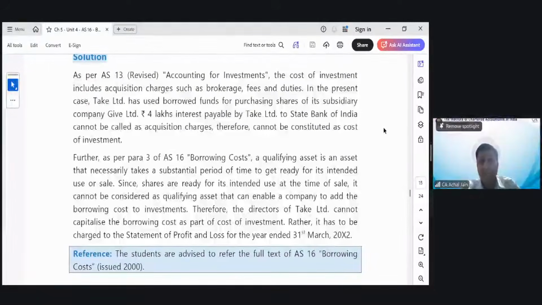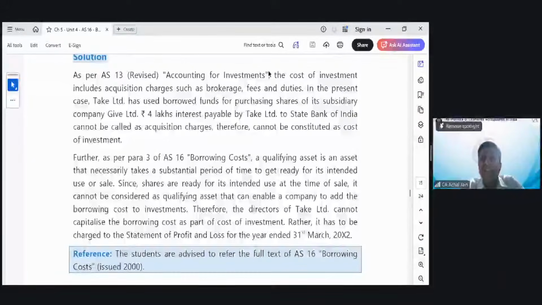And that's what you need to decide. Yes or no? And how do you decide that? On the basis of what is a qualifying asset, what is not a qualifying asset. So this investment in shares, now the question arises, is it a qualifying asset? Tell me, what do you think? So we discussed that a qualifying asset is an asset which takes a substantial period of time to get completed. Yes or no?